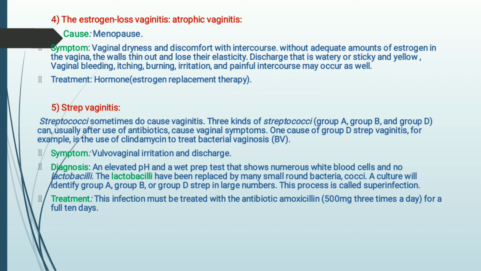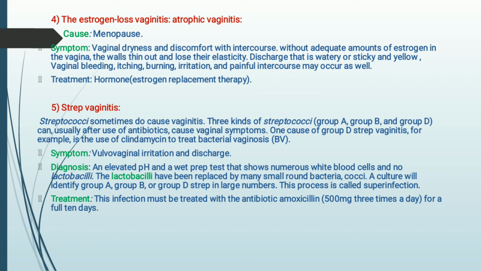Diagnostic tests are usually done for strep vaginitis, such as measuring an elevated pH. A wet prep test is also done to diagnose strep vaginitis, which shows numerous white blood cells and no lactobacillus. If there are a large number of lactobacilli, it indicates a good or healthy vagina. If the lactobacillus count goes down, then we can say there is some disease related to the vagina.